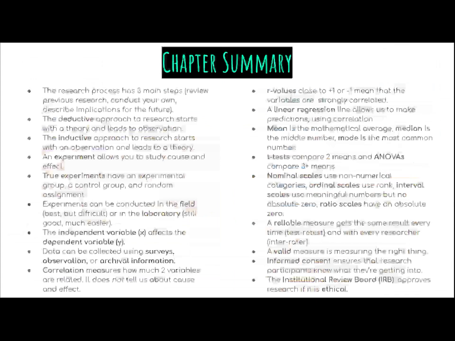Informed consent is part of the ethical process, and it ensures that research participants know what they're getting into. And the IRB, the Institutional Review Board, is the institution that approves research to make sure that it's ethical. That's it for Chapter 2, Research Methods in Psychology of Work.